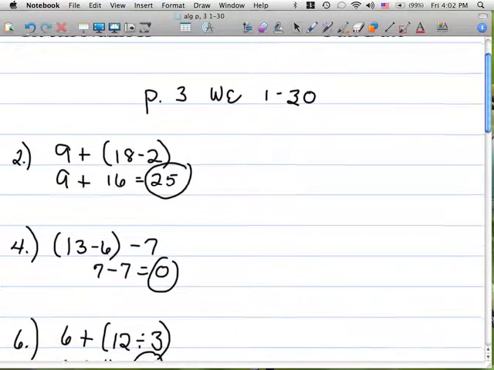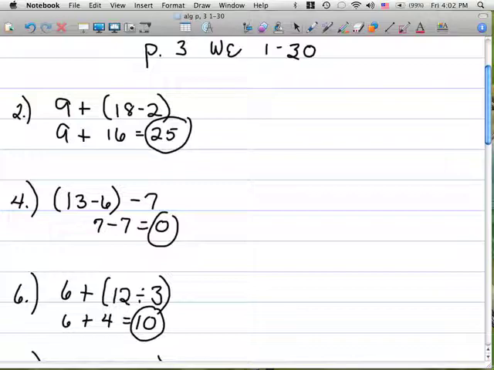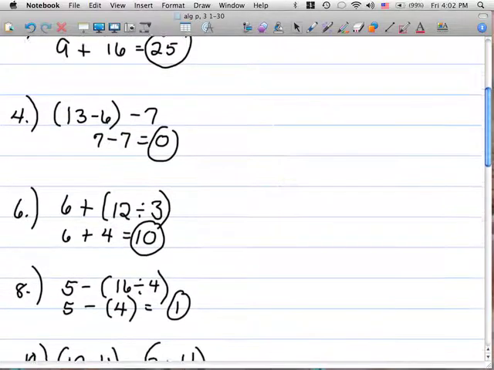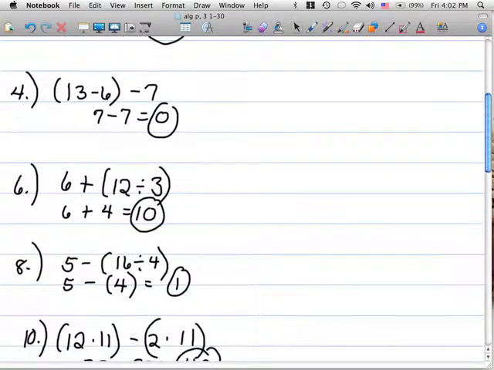Skip a line. Problem number 4, and copy it down, it's 13 minus 6, the quantity, minus 7. Doing grouping symbols first, we get 7 minus 7, which equals 0. Problem number 6, copy the problem down, it's 6 plus the quantity, 12 divided by 3. We do grouping symbols first, so 12 divided by 3 is 4. 6 plus 4 is 10.